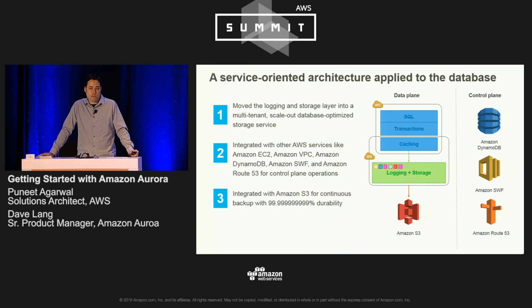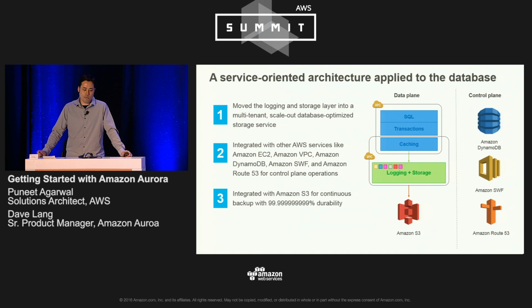We also integrated Aurora with a lot of other modern AWS services like EC2, VPC, DynamoDB, Simple Workflow, and so on. And certainly one of the most important is that we continuously back up Aurora to S3, which means that Aurora backups can benefit from S3's 11 nines of durability.